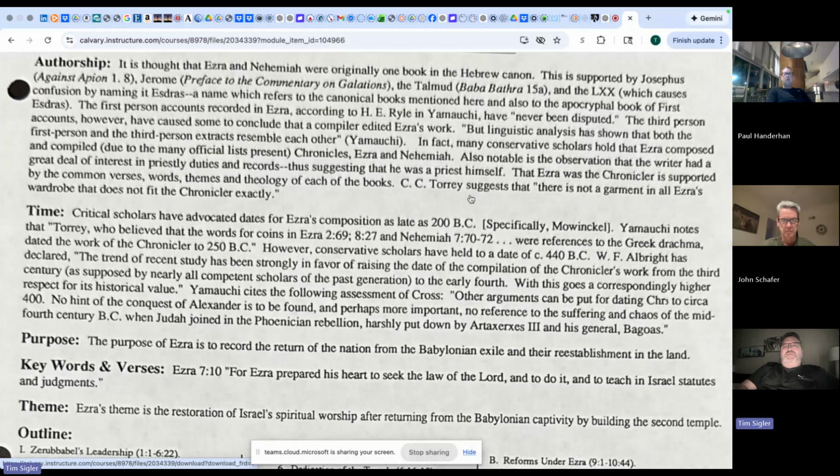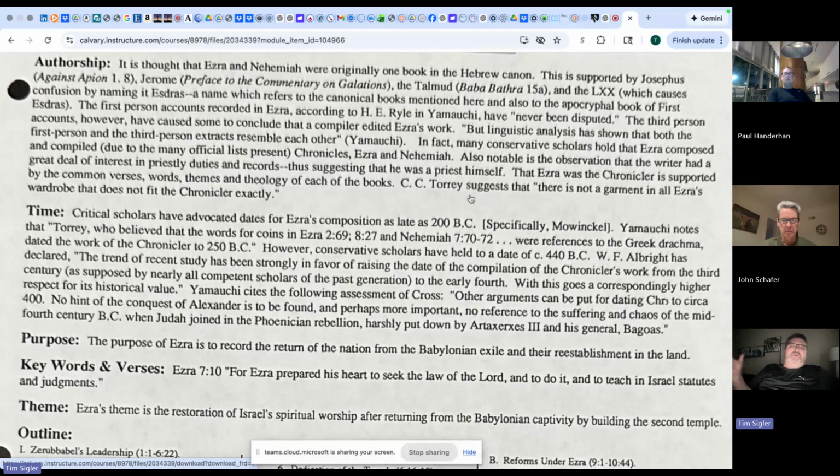And then notice this rebuttal. But linguistic analysis has shown that both the first person and the third person extracts resemble each other. So writes Edwin Yamauchi. In fact, many conservative scholars hold that Ezra composed and compiled, due to the many official lists present, Chronicles, Ezra, and Nehemiah. So when it comes to authorship, it looks like Ezra himself, notice what he's called, by the way, Ezra the scribe.